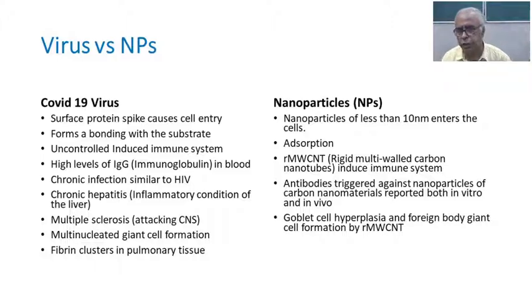In vitro means that it has happened in test tubes, that is in glass, in the laboratory, as well as in animals, that is in organs of the testing animals. The global cell hyperplasia and foreign body giant cell formation can also take place by this rigid multi-walled carbon nanotube, that is RMWCNT.